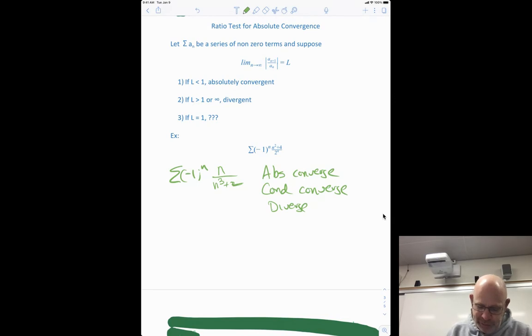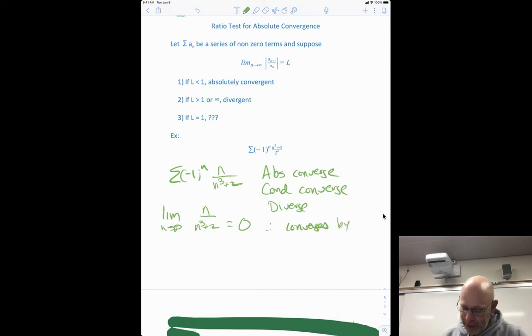So here's what you do. First things first, notice it's an alternating series. All I do with an alternating series is take the limit as n approaches infinity of the terms, and that equals 0. Therefore, the series itself converges by the alternating series test.